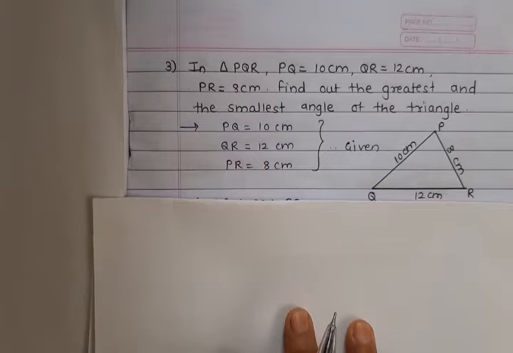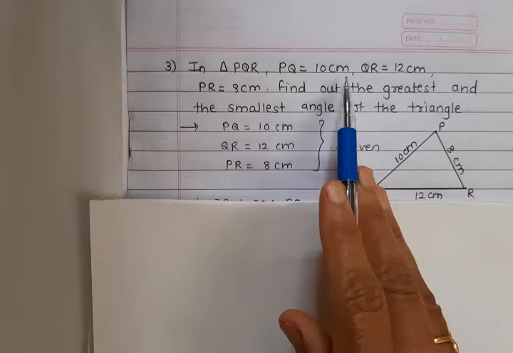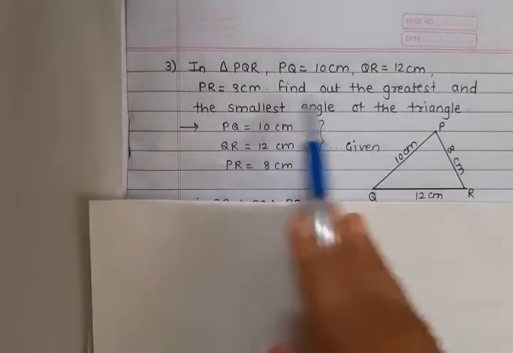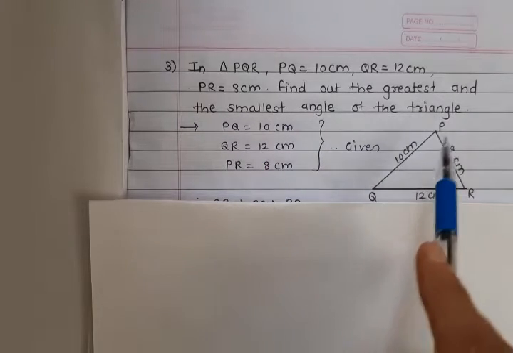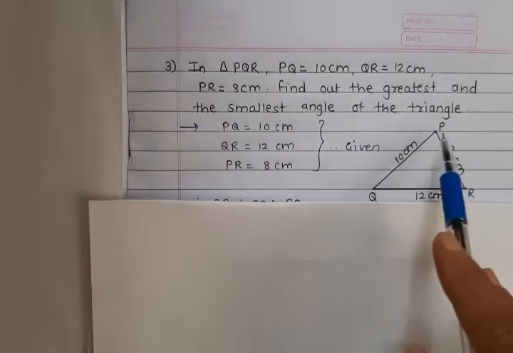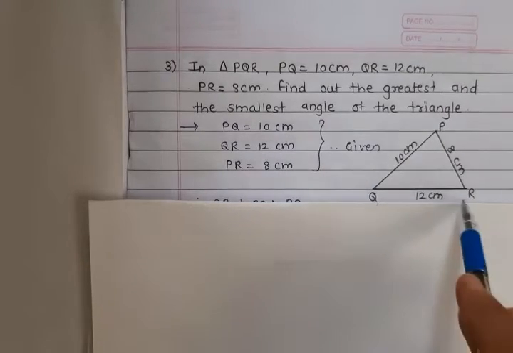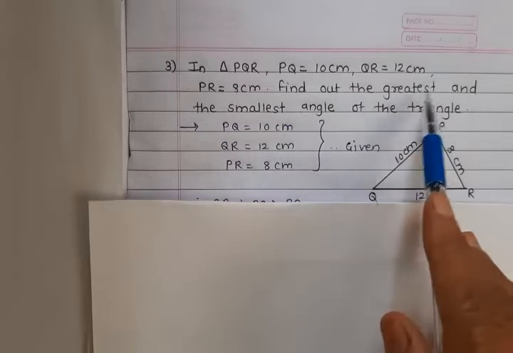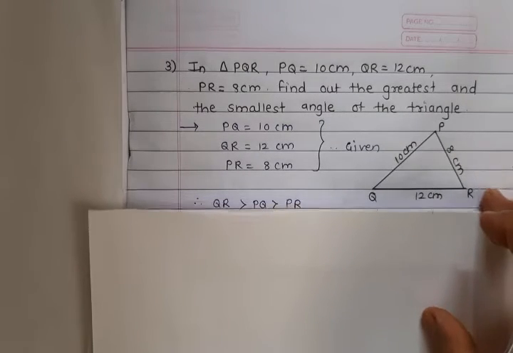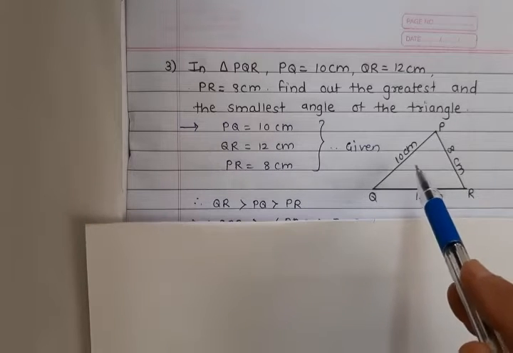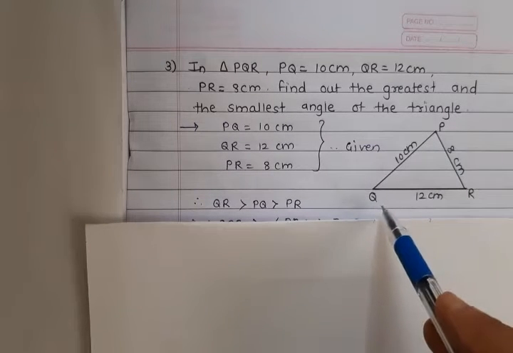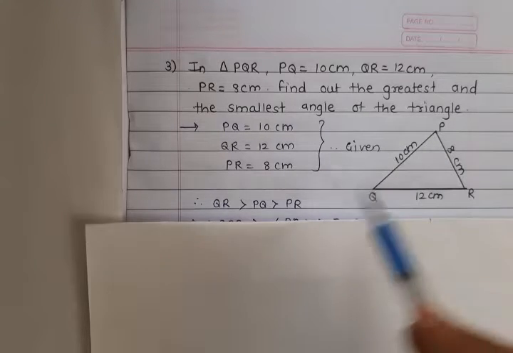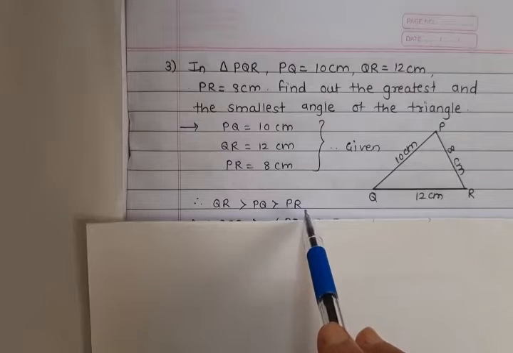See the third example. In triangle PQR, PQ equals 10 cm, QR equals 12 cm, PR equals 8 cm. Then find out the greatest and smallest angle of the triangle. Look at the diagram. Triangle PQR is given. In that, PQ is 10 cm, QR is 12 cm, and PR is 8 cm. So here we have to find out the greatest and smallest angle of the triangle. According to these measurements, we can mention QR is greater than PQ is greater than PR.